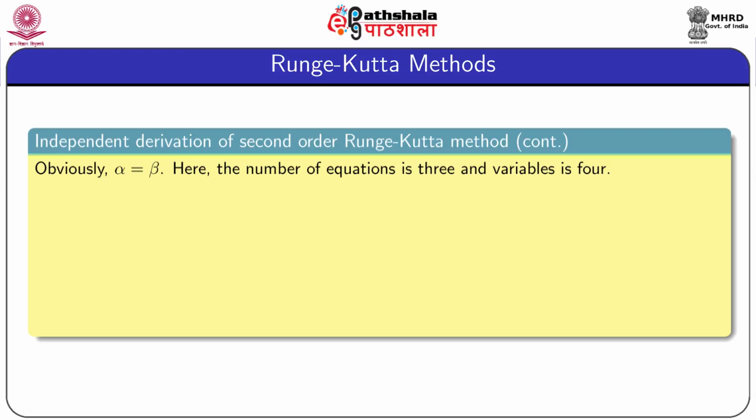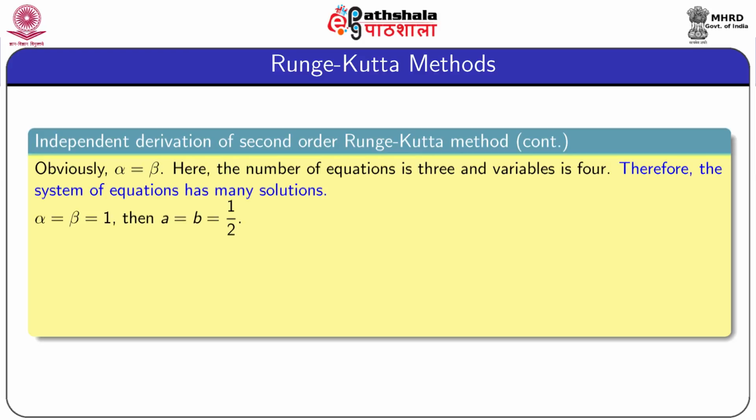Obviously, alpha and beta are the same. Note that the number of equations is 3 and the number of variables is 4. Therefore, we can choose the value of one variable as any arbitrary real number. Therefore, the system of equations has many solutions. It is obvious because the number of equations is less than the number of variables. However, usually the parameters are chosen as alpha equal to beta equal to 1, then we get a equal to b equal to half. So this is one particular choice of alpha, beta and a, b.